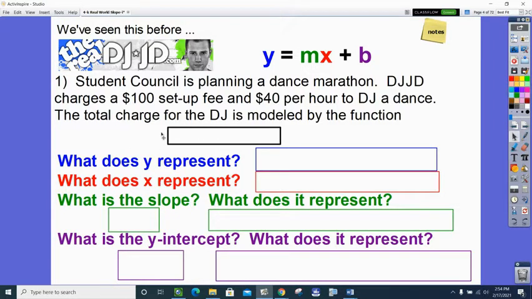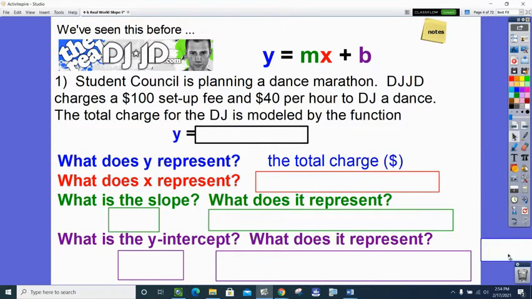So we need to write our input-output function. And you did this one before. So remember that the output, which is y, and in this case, that represents what? It's going to represent the total cost in dollars that you're going to pay the DJ to do the dance. Now, the next thing we're going to do is we're going to look at these 2 numbers, right? And remember that m is your slope. Slope is movement. Slope is change in y over change in x, right? In this case, which one of these numbers is showing you that, and which one is the initial value?